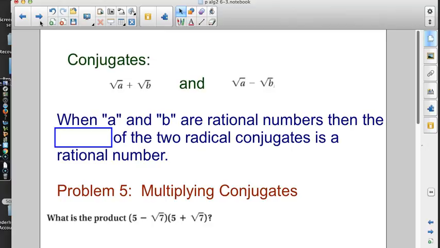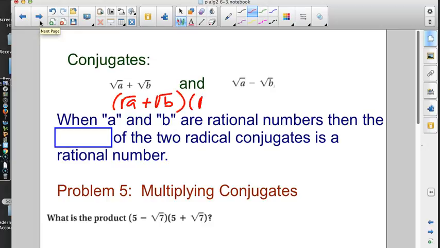So with conjugates, we look at the square root of a plus the square root of b. If, for instance, it were in a denominator, we couldn't leave that there because it has radicals in it. So we ask, how do you get rid of that? Well, you multiply by the conjugate.